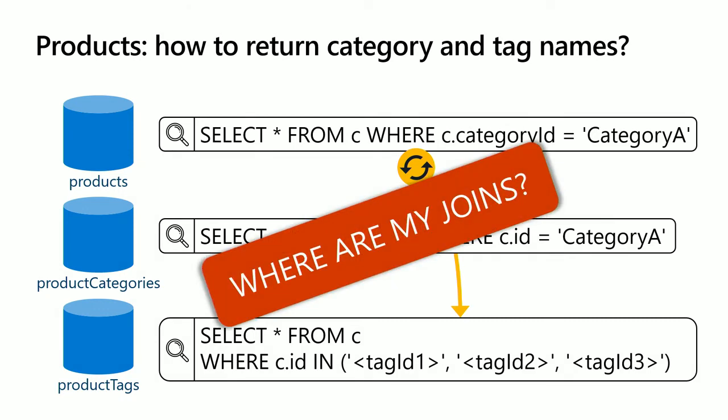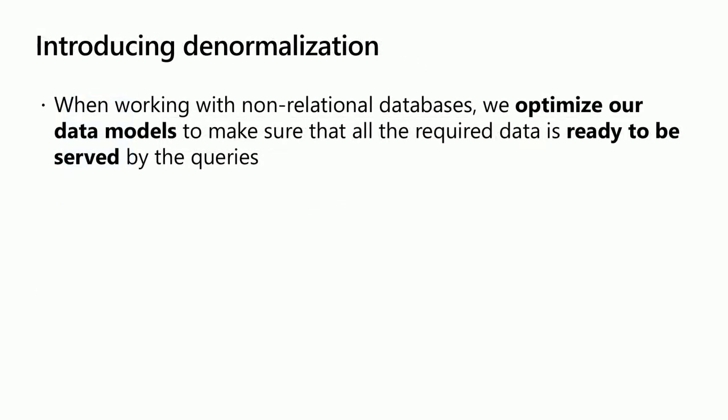This is typically a situation where I need to do a join operation across products, categories, and tags. But remember what I said. This is something that today you cannot do on Cosmos DB. You cannot do joins across multiple containers. So in order to work around that limitation, what we are going to do here is to introduce a level of denormalization.